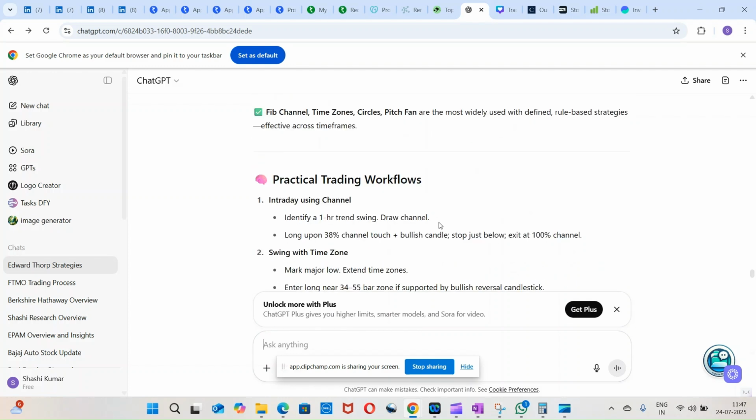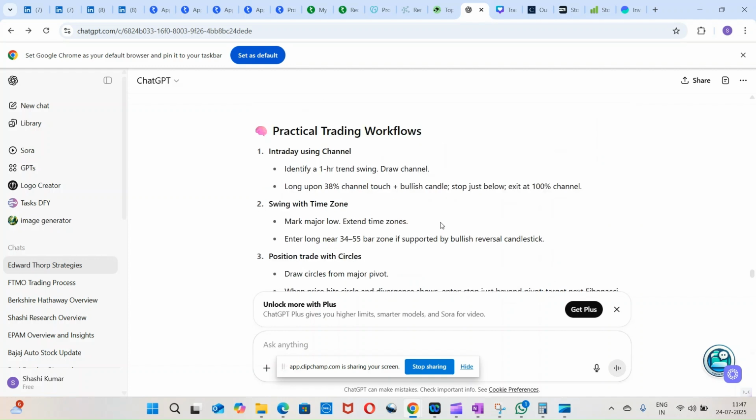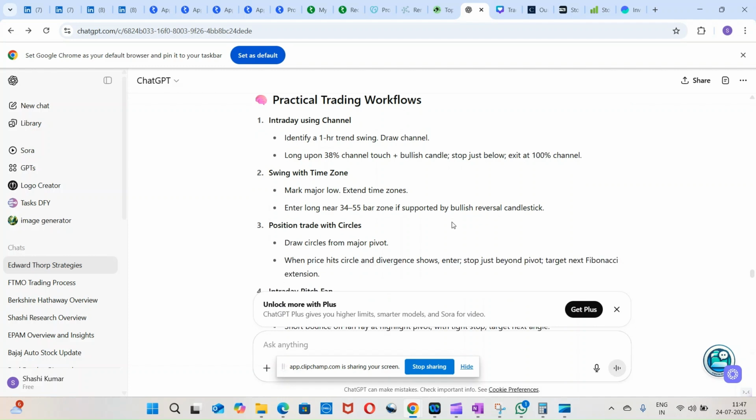So all these are the Fib channel, Fib time zone and circles, which are the most widely used rule-based strategies across time frames. Practical trading workflows: for intraday using a channel, you identify the 1 hour trend swing and draw a channel. When it reaches 38 percent and one bullish candle is formed, put a stop loss below that and exit at 100%. That is a trend continuation trade. Swing with time zone: if you want a major one, mark the major low, extend the time zones, and enter at the 34 or 55 bar zone if supported by a bullish reversal candlestick. So that's a reversal candlestick.